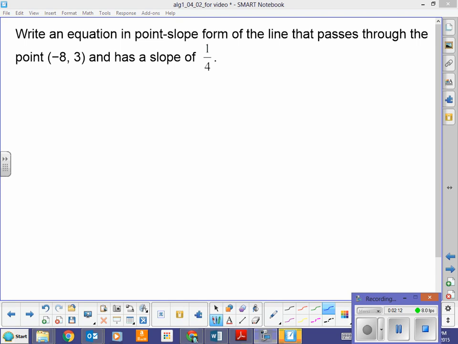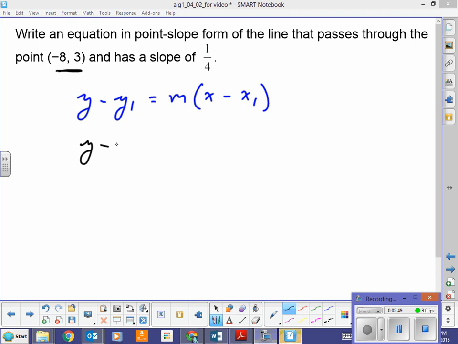And here we go. Write an equation in point-slope form of the line that passes through the point (-8, 3) and has the slope of 1/4. Point-slope form, again, is y minus y sub 1 is equal to the slope m times the quantity x minus x sub 1. Basically we'll just do some substitution here. Remember I said x sub 1 and y sub 1 are the x and y coordinates of a point on the line. They're giving us this point.